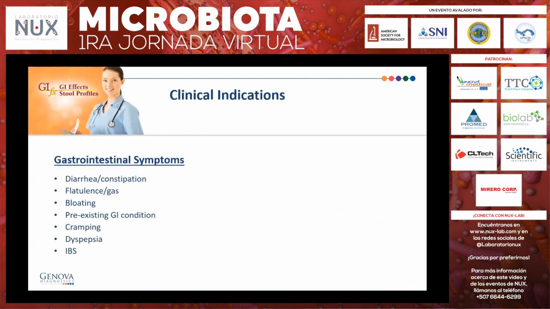So one of the biggest questions I always get asked is, how do I know that this patient that's sitting in front of me is a good candidate to order the GI effects stool profile? And so I just wanted to address that from the beginning of our conversation. So if they have diarrhea, gas, bloating, pre-existing GI conditions like inflammatory bowel disease, cramping, dyspepsia, or heartburn, or irritation within the GI tract, these are your classic GI symptoms in which you would consider ordering a GI effects stool profile.